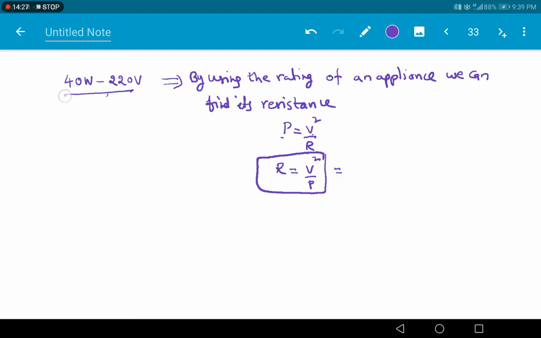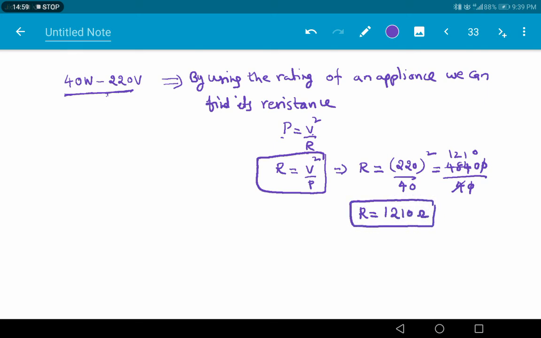So suppose let us take 40 watt and 220 volt. So R is equal to, we can write, 220 whole square by 40. Okay. So 22 square is 484. That means what is the resistance of this bulb? 1210 ohms. Okay, so you can write this as an example.